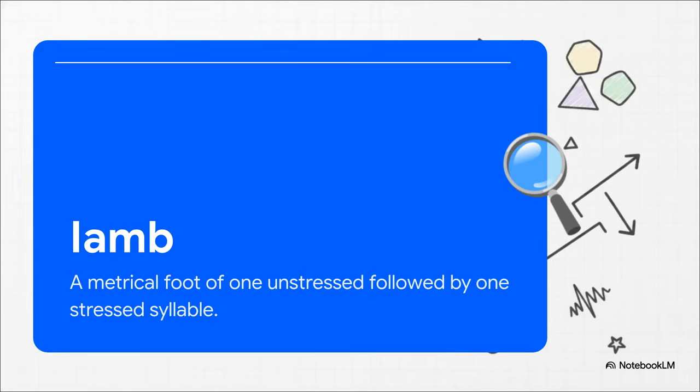Now, beyond just rhyming words, form is really driven by rhythm and meter. The most famous building block of poetic rhythm is the iamb. So an iamb is basically a metrical foot, consisting of one unstressed syllable, followed by a stressed syllable. Think of it. It sounds exactly like a human heartbeat. Da-dum, da-dum. This rhythmic pulse naturally drives the poem forward, giving it this living, breathing momentum.